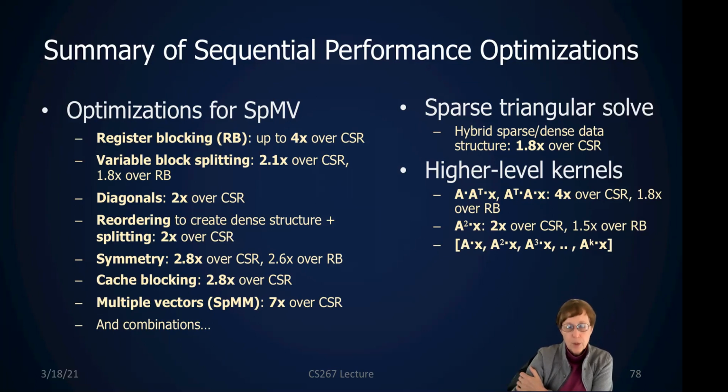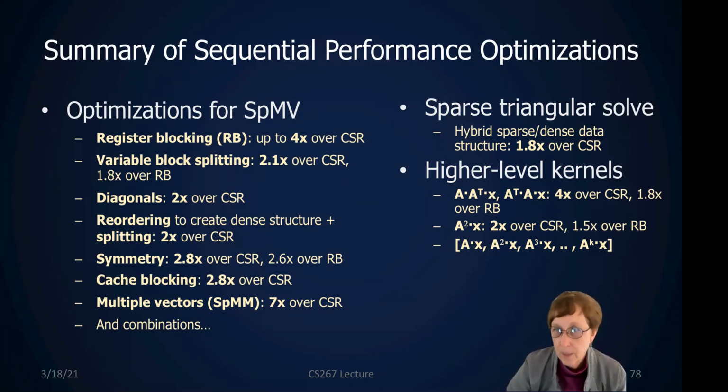Multiple vectors, which is where the second matrix, the vector, is not a single vector, but a set of vectors. We might also call this sparse matrix times dense matrix multiply, where the second matrix is tall and skinny, and then you can end up with a much higher speedup. So this multiple vector case is the first example here on this slide in which you actually get some reuse of the A matrix itself, not just of the X vector or the Y vector.